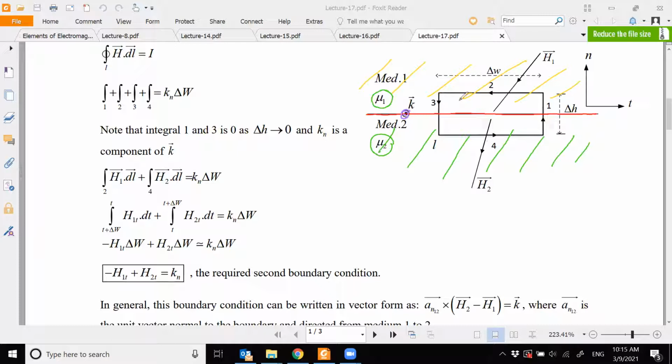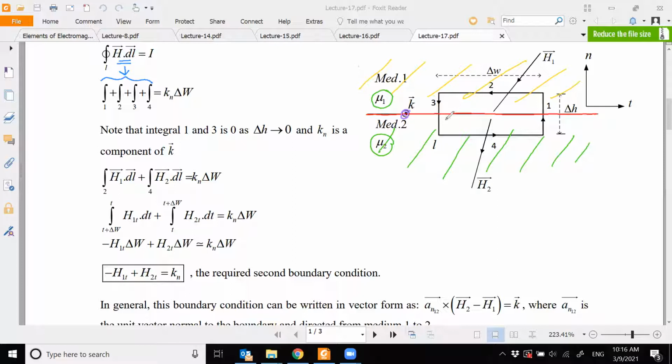So let's apply Ampere's law, very similar to how we did it in electrostatics. Ampere's law: the closed line integral of H bar dot dl bar is equal to I. I can decompose it into 4 integrals, first line, second line, third line, and fourth line, equal to the current enclosed.